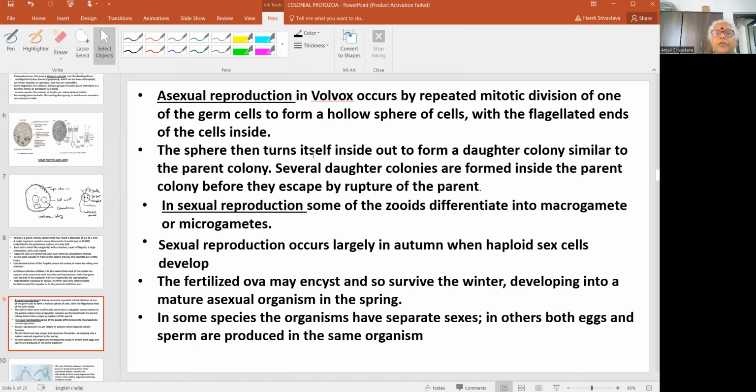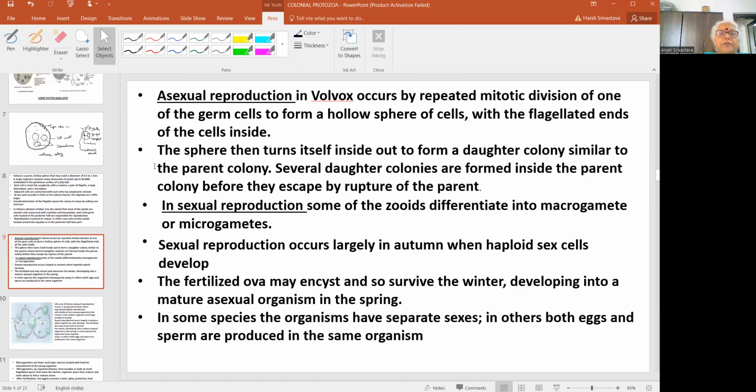So the asexual reproduction is mostly vegetative, by splitting through mitotic divisions. If the number of cells becomes very large, they start forming spheres within the colony, forming daughter colonies similar to the parent colony. Several daughter colonies form inside the parent before they escape by rupture of the parent, and thus new individual colonies develop. In sexual reproduction, however, the situation is different.